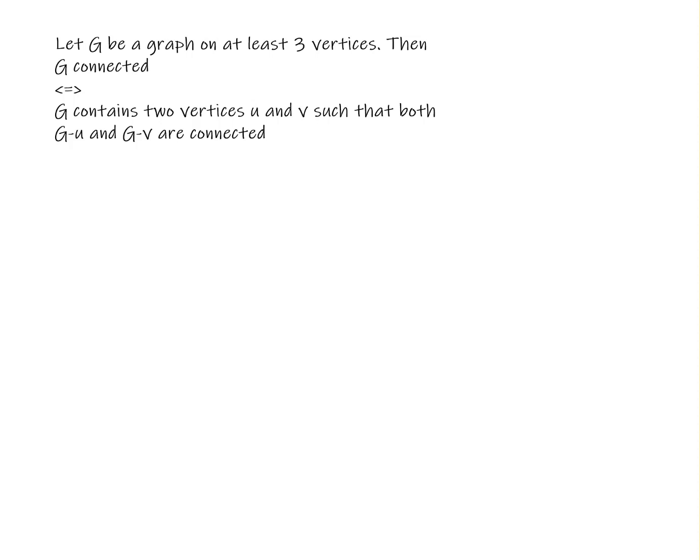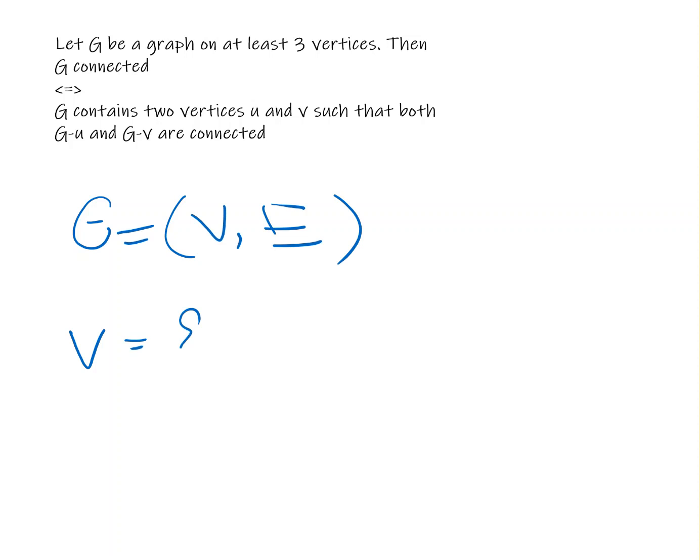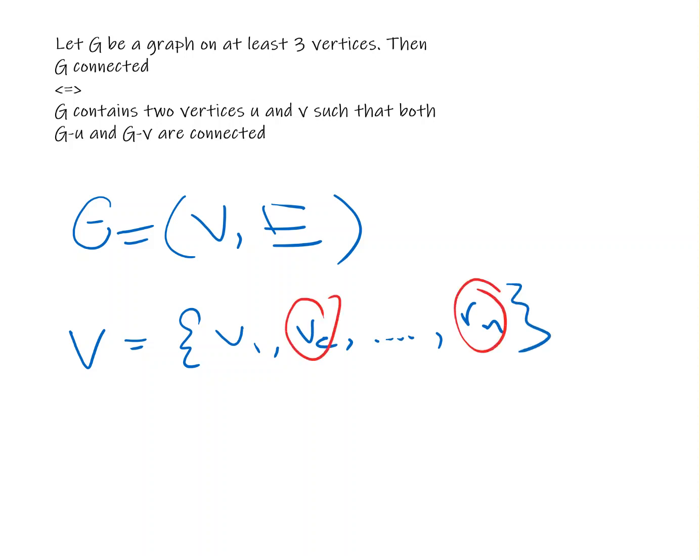So if I have any graph, it has a vertex set and an edge set, and you would have a vertex set which is maybe v1, v2, all the way up to vn. This u and this v could be any of these 2 vertices. So these are placeholders for this. And this is very, very important to understand.